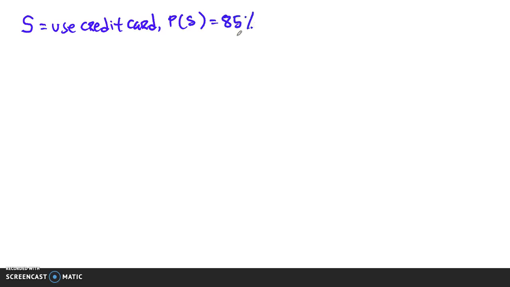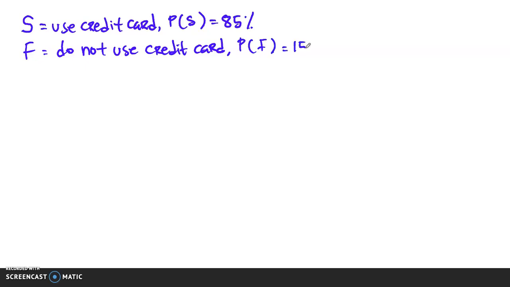Let us denote S as the outcome that a customer uses a credit card. So P(S) equals 85%. And F, the customer does not use a credit card. So P(F) is equal to 15%.